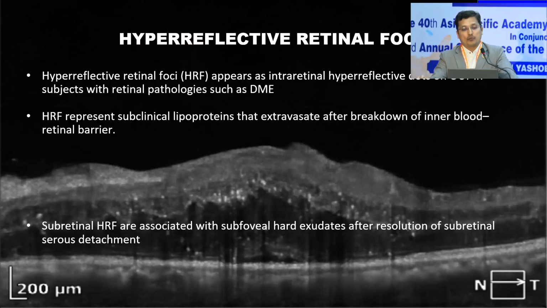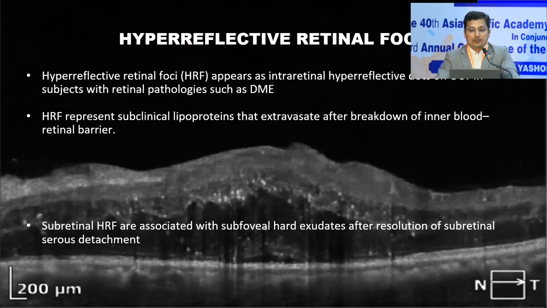The second most important is the hyperreflective foci. These are not hard exudates. To define, these are the intraretinal hyperreflective dots on the OCT scan, which, with the macular edema, represent microglial cells which are enlarged, and few people hypothesize that they are the subclinical lipoproteins that extravasate after the breakdown of the inner blood retinal barrier.